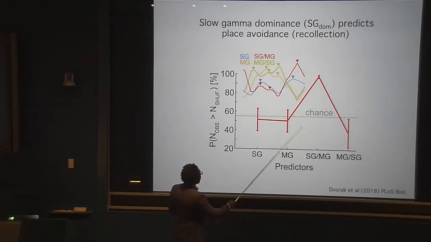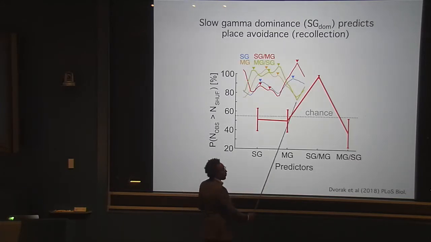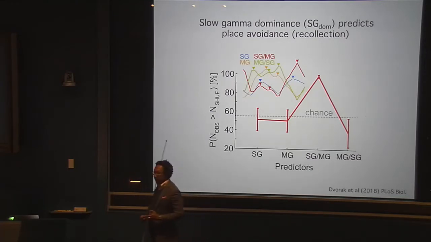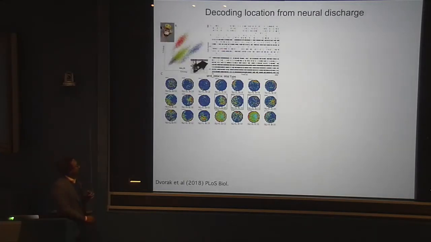When that is high, we call it slow gamma dominance. You're able to predict quite well, at least above chance, that the animal is going to actually make an avoidance in the next 3 to 4 seconds. Okay, so we might have a signal that has something to do with the animal wanting to get up and walk away. So there's another thing that we can do.